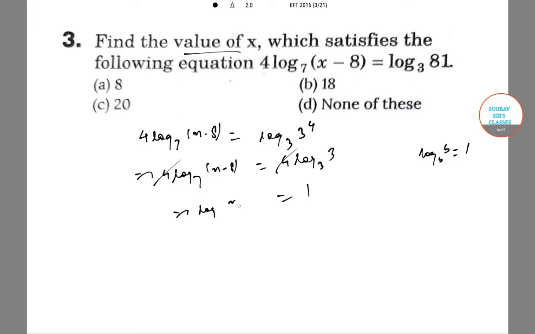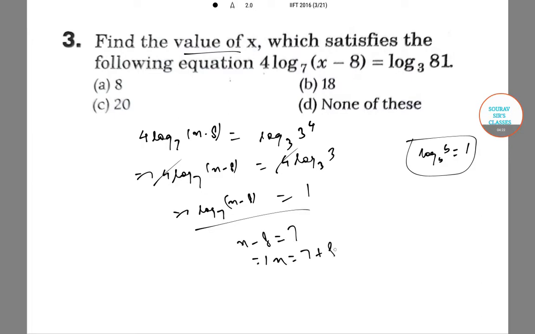So log (x minus 8) to the base 7 equals 1. Now, from this formula we get x minus 8 equals 7, or x is equal to 7 plus 8, which is 15. So option D, none of these, is the answer.